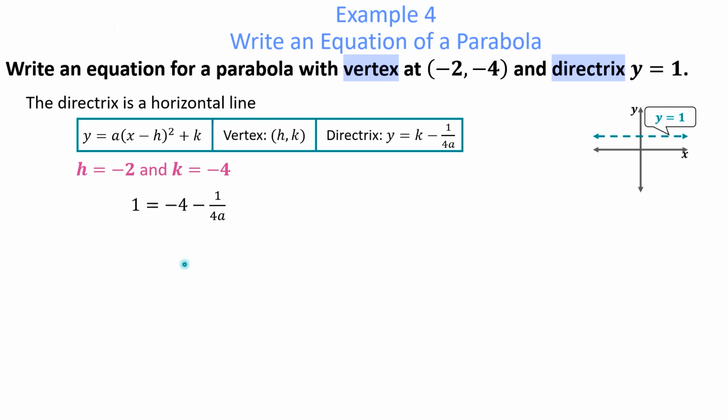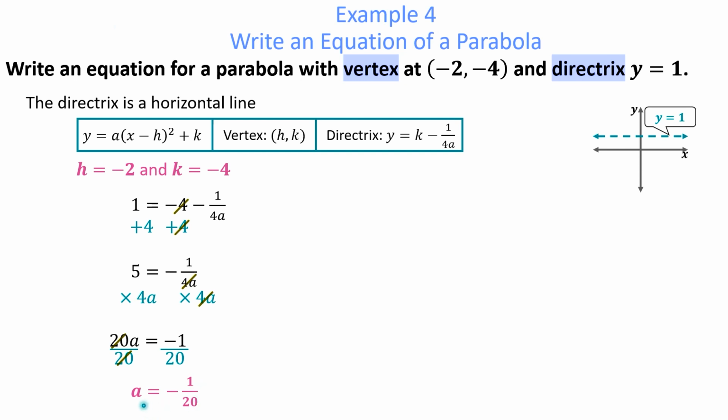Now, we begin this by adding 4 to both sides. These two will cancel and we'll be left with the following. Then we'll multiply both sides by 4a. These two will cancel and we'll be left with the following. And then we'll divide both sides by 20. And then we'll find out a is equal to -1/20.